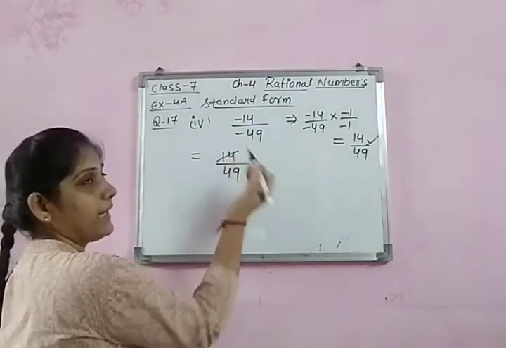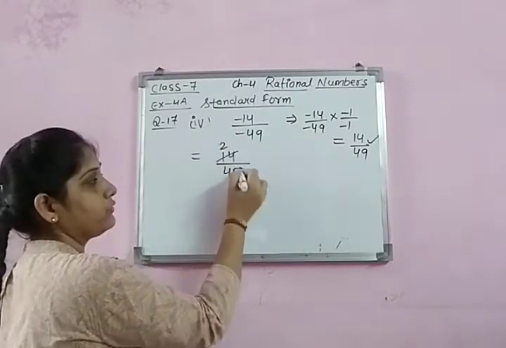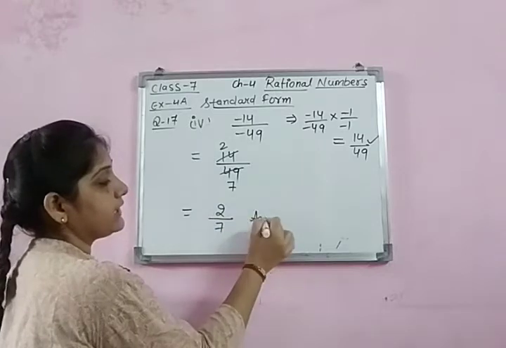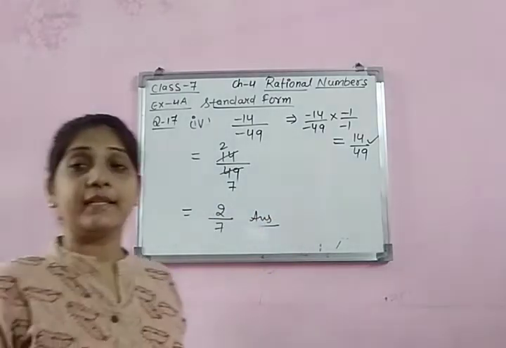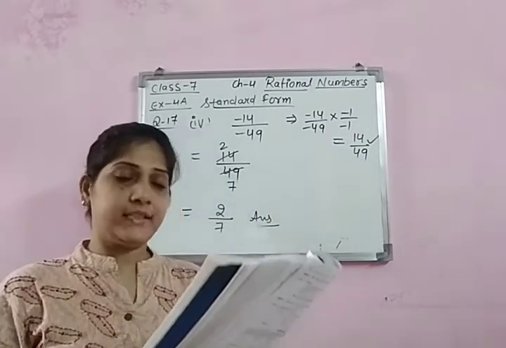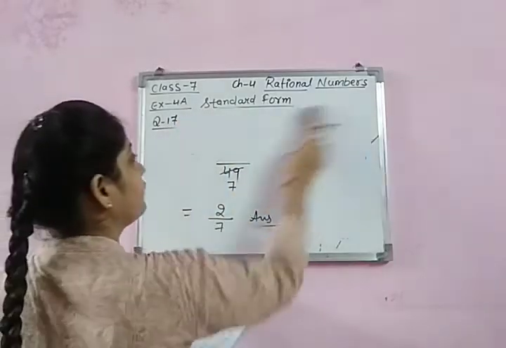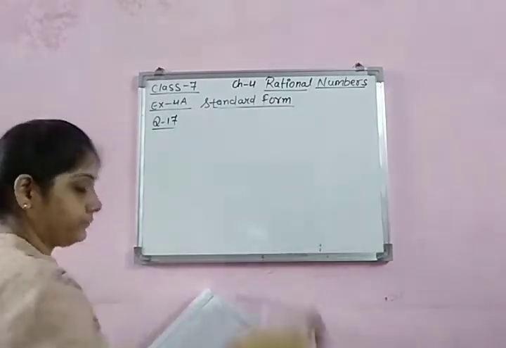Now cancel it by the table of 7. 7 2s are 14 and 7 7s are 49. So 2 by 7 is the simplest form, the standard form. In the same way, we can do more questions. Let's do one more question with me.